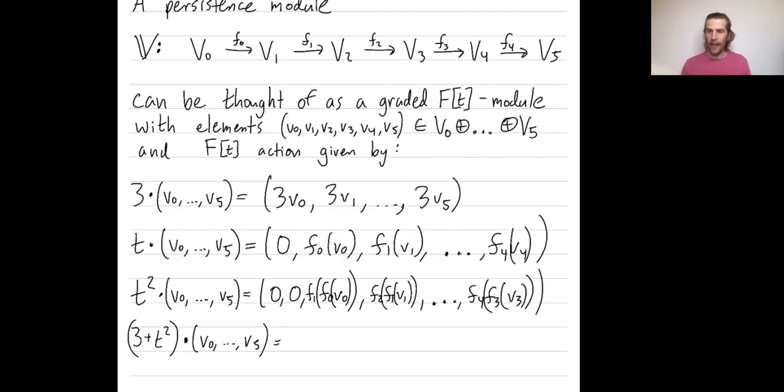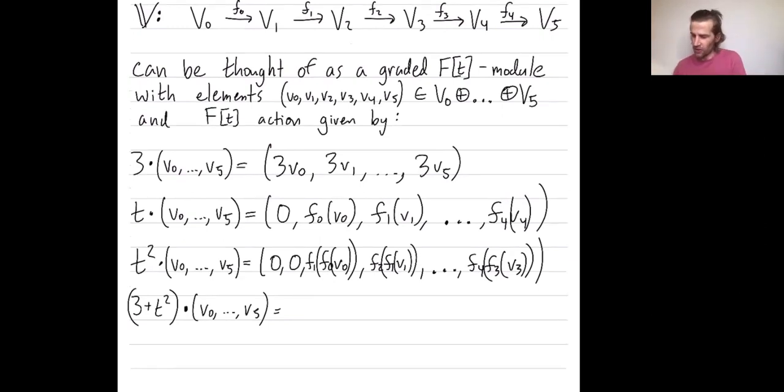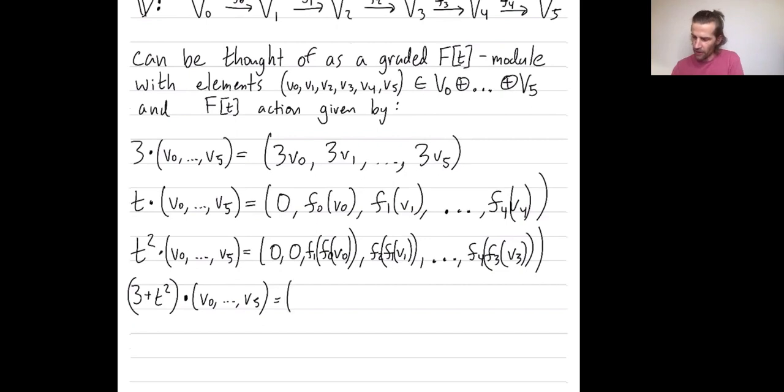All right, and this is really an F adjoint T module. You can act by an element 3 plus T squared, just by first acting by 3, then acting by T squared, and then adding them together. So I've already done each of those independently, and if I add them together, I'll get 3v0 in the first place, coming from 3. I'll have 3v1 in the second entry. And then in the third entry, I'll have 3v2 plus F1 applied to F0 applied to v0, etc.